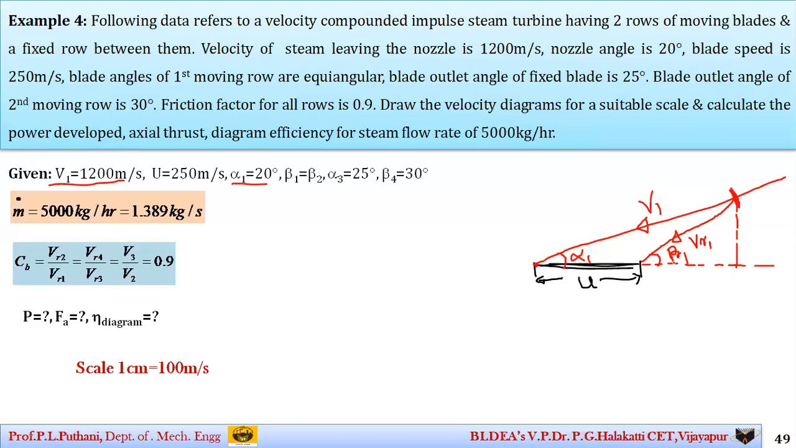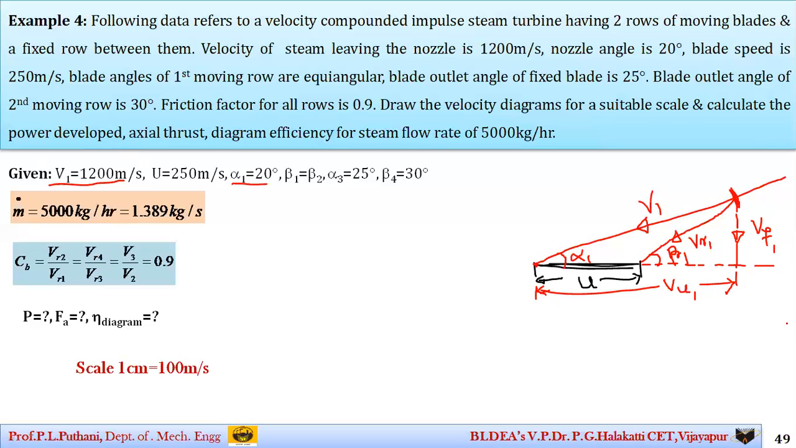You have to measure this angle beta 1, students, because we have said in the question that beta 1 and beta 2 are equiangular for the first set. This is the first stage. Now, this is my VF1. Measure the length of VF1. Then from this end to the other end, that is up till here, whatever length I get is nothing but VU1. You have to measure this length also. Whatever dimensions are there with their angles, you need to measure them.